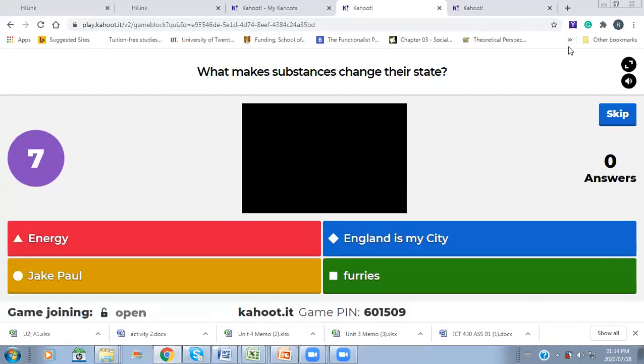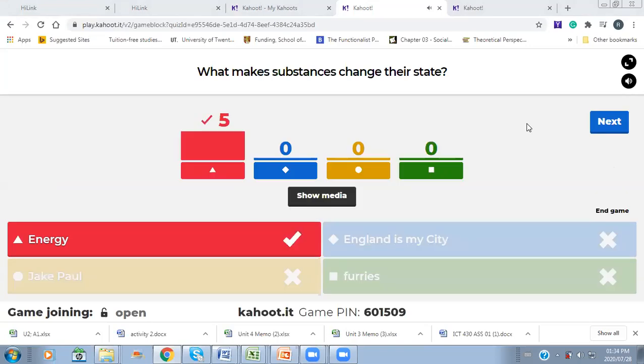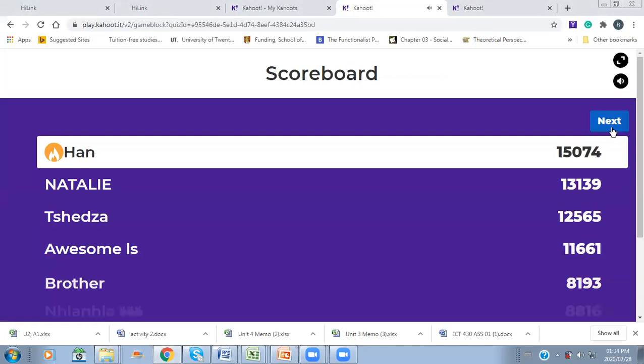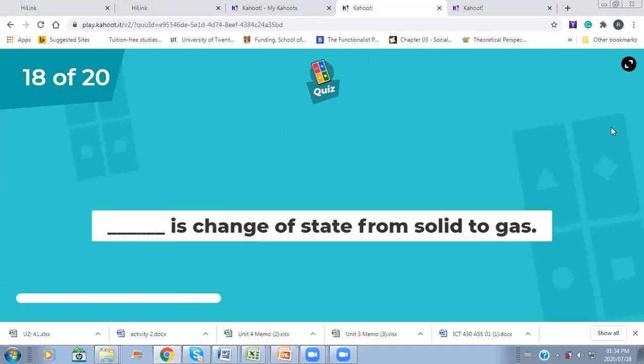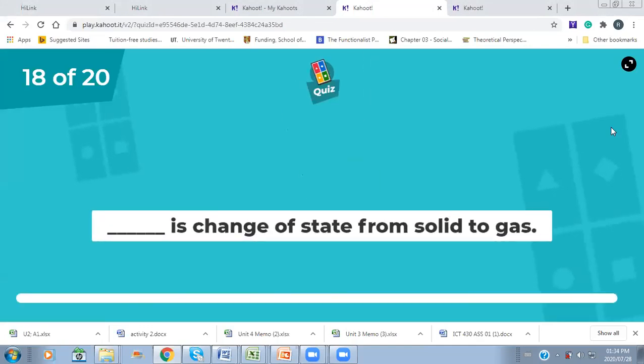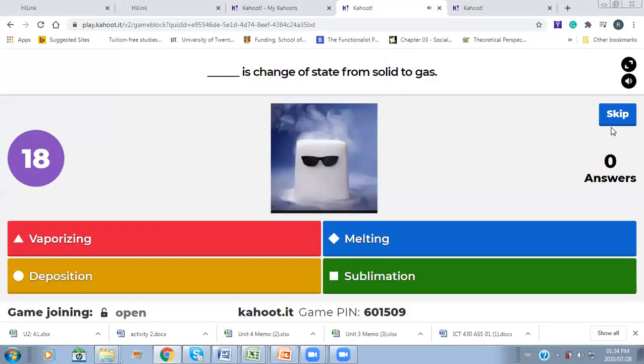What makes substances change their state? Energy. Perfect. Okay, so the first person to answer this one was Ntlantla. Dash is change of state from solid to gas.